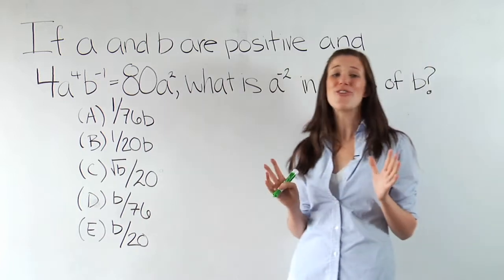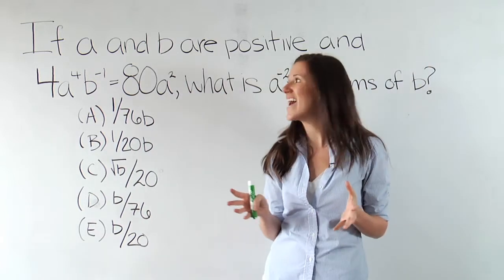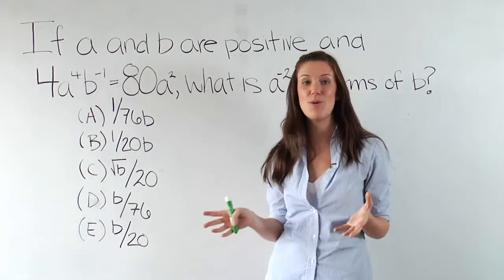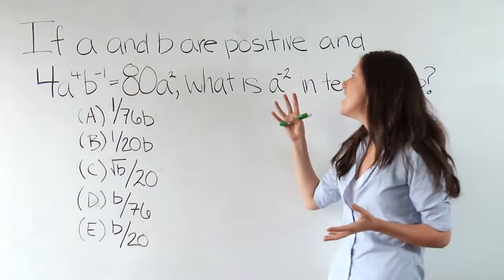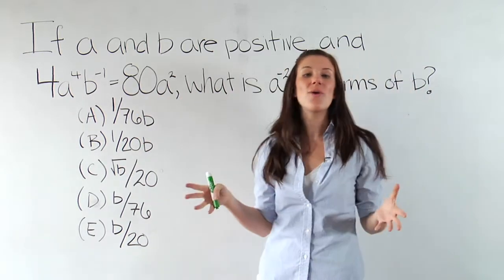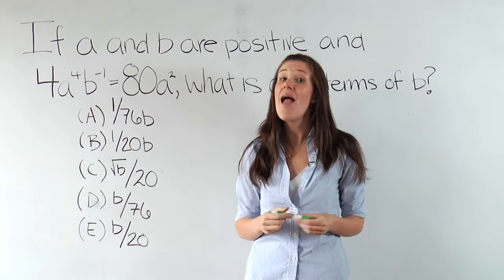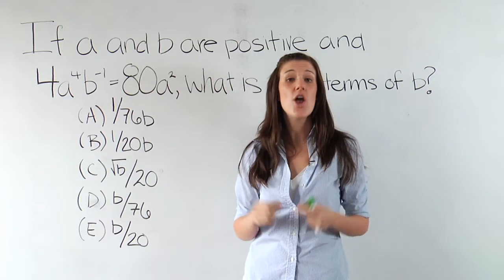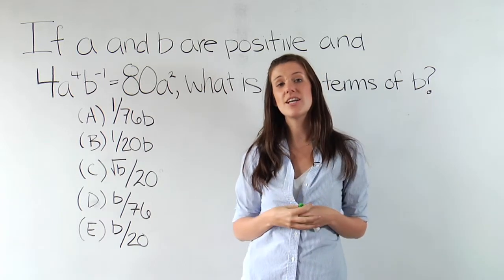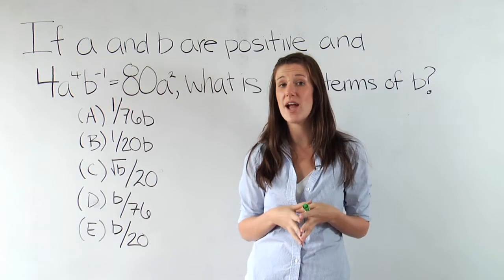Now, the first thing I notice about this question is that it has these weird negative exponents, right? I've got b to the negative 1, I've got a to the negative 2. How do I deal with those? What do I do with them? That's part of what this question is testing. You have to know how to deal with negative exponents in order to get this question right.